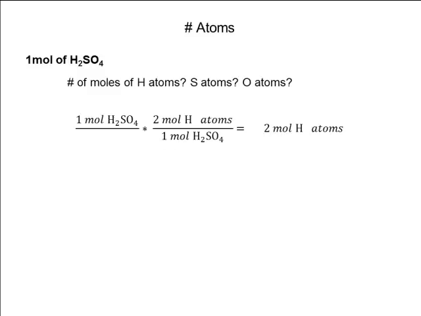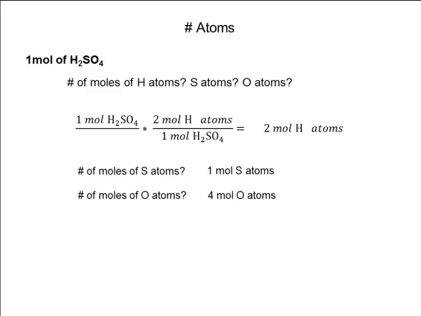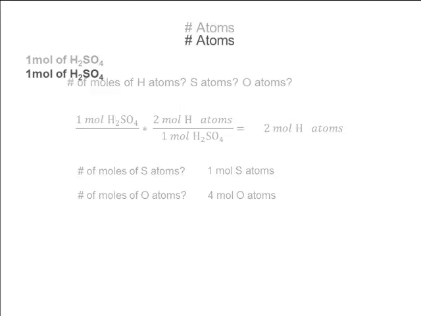It's still important to make that connection and see this relationship, because these multimole conversions are going to be very important later on, and you need to start recognizing those now. So 1 mole of H2SO4 contains 2 moles of hydrogen atoms. Using that quick math, we have 1 mole of sulfur atoms, and we have 4 moles of oxygen atoms.